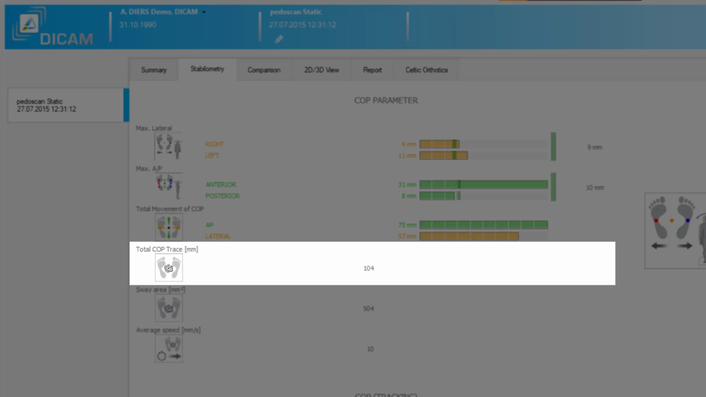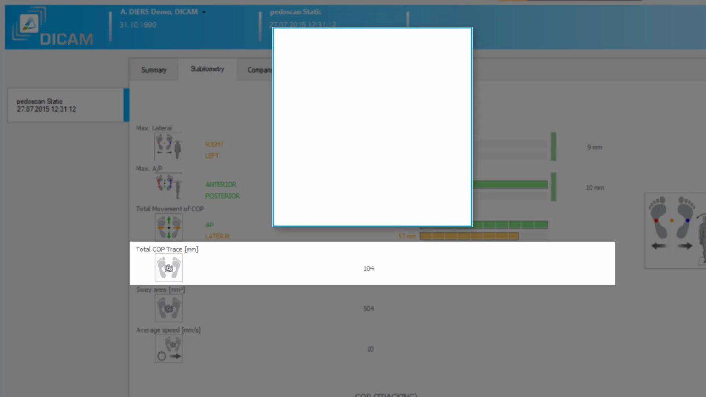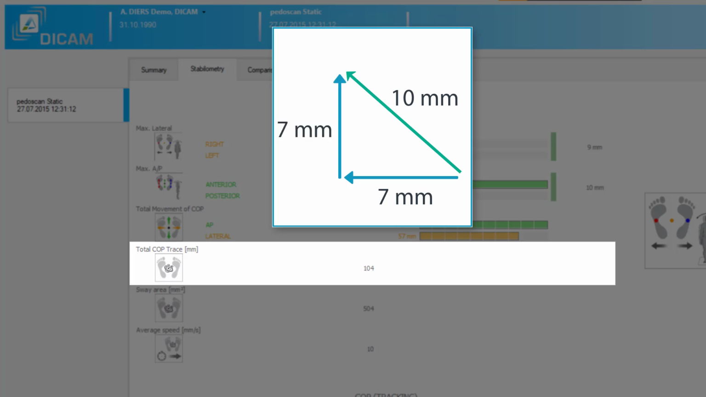To explain, if the COP moves perfectly diagonally by 10 mm to the front left, this corresponds to a movement of 7 mm to the side and another 7 mm to the front. The values, therefore, result from a related but not identical approach.